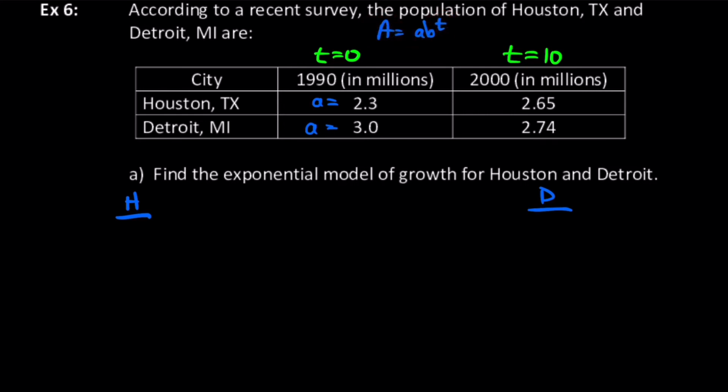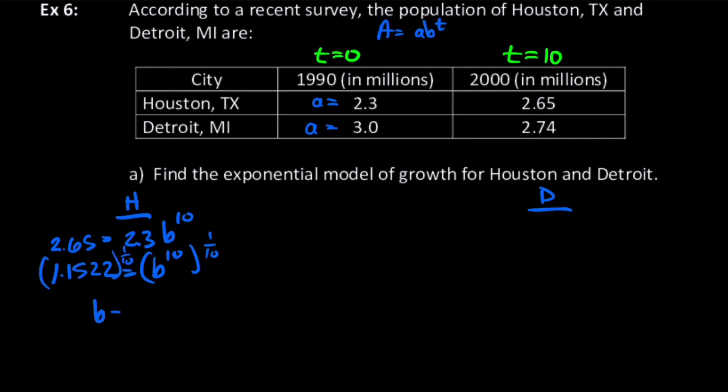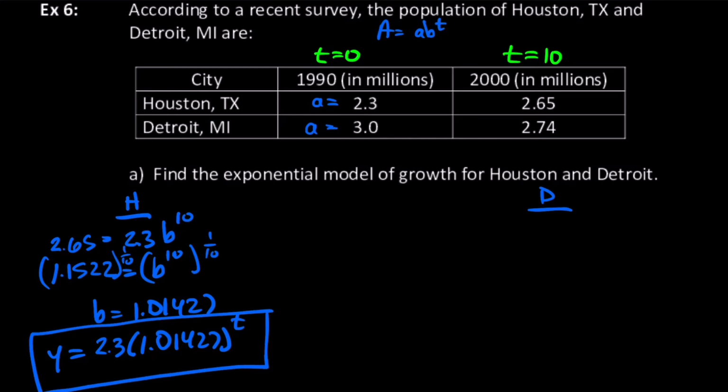All right, so for Houston, I got 2.65 equals 2.3 times b to the 10th. Divide by 2.3. It's just some calculator work. 1.1522 equals b to the 10th. And then remember, to undo that, you take both sides to the 1 over 10 power, or you can take the 10th root. It doesn't matter. And I got 1.01427. So here's my model. I'll use y equals 2.3 times 1.01427 to the t. So that's the population model for Houston.